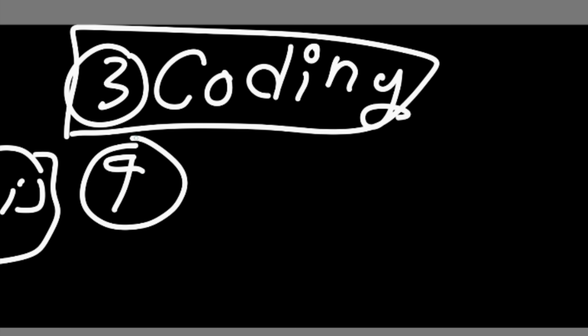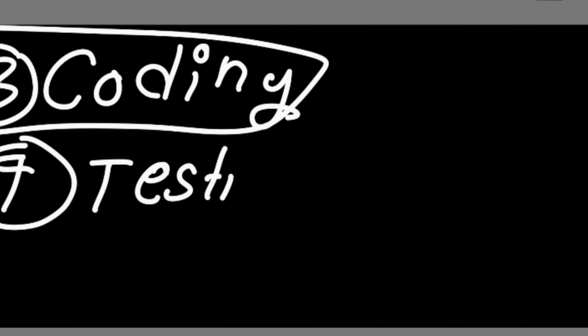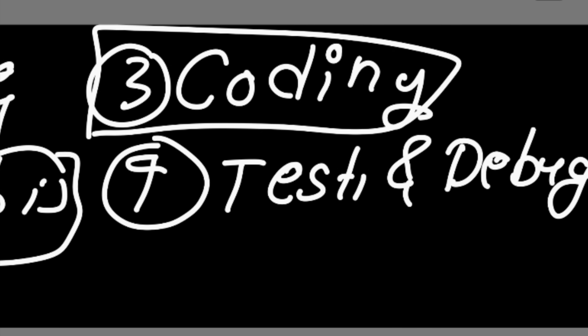But after writing the code, we don't just automatically post what we have coded, make a software and give it to the user. No, we first need to test whether the code is right or wrong, if it is according to the user requirement, and if there is any error or any bug, we debug that. So the fourth step is testing and debugging.